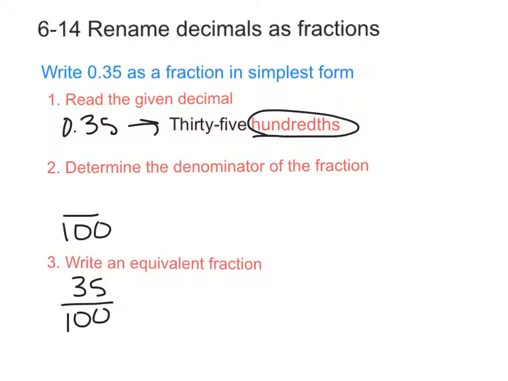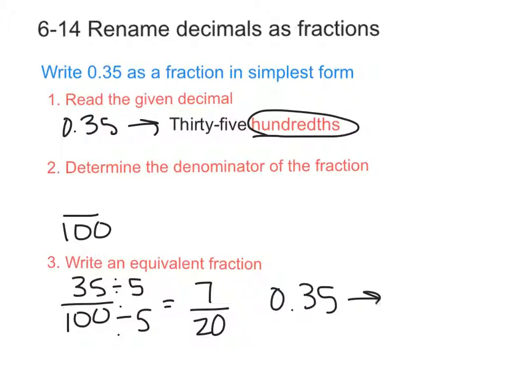And of course, we have to simplify. So, the greatest common factor in 35 and 100 is 5. And whatever we do to one, we have to do the other. So 100 divided by 5 is 20, and 35 divided by 5 is 7. So 0.35 in fraction form is 7 over 20.